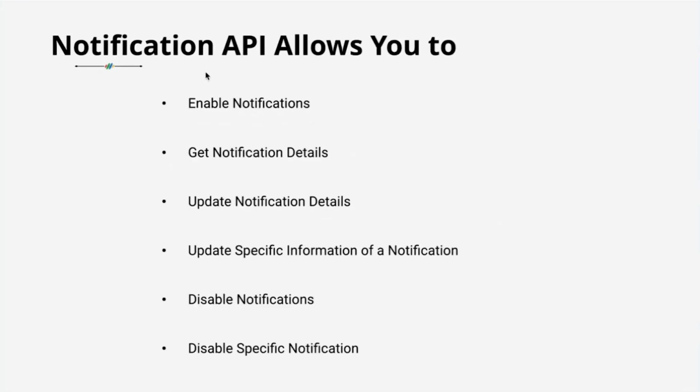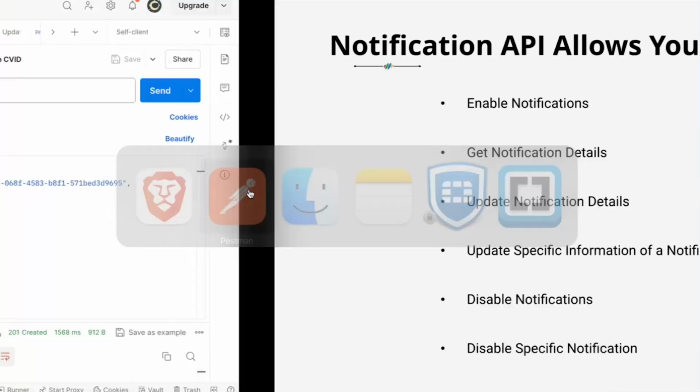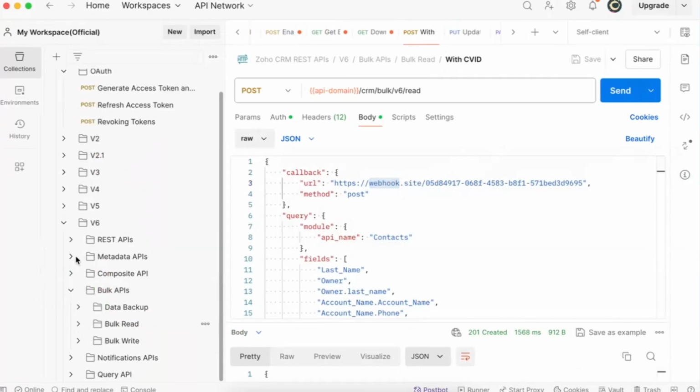So the different notification actions that we have are, you can subscribe to be notified upon any change. So that is the enable notifications, and then you can get the details of the notifications that you've subscribed to. You can update the details of notification. You can update a specific information, and you can also disable or unsubscribe to a notification, and then you can disable a specific notification. So let's just see this with an example in Postman.